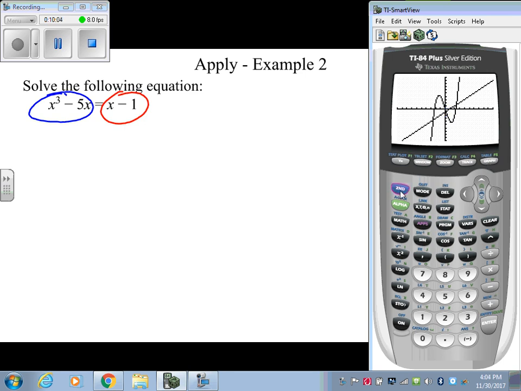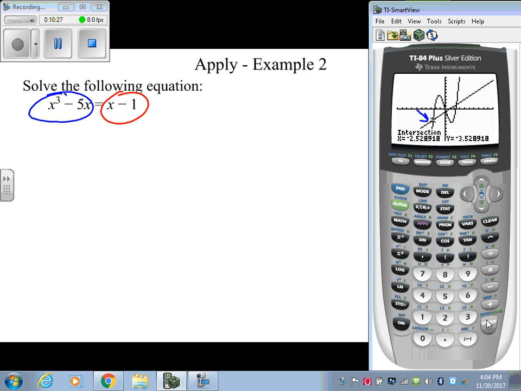So I'm going to press second trace just like we had done. I'm doing intersect. First curve, I just hit enter. It's automatically going to the first one I put in. Second curve, I just hit enter. Now the guess. This time it's more important because there are 3 different spots. So I'm just going to move my cursor until I get the little flashing spot very close to the first intersection. And I'm just going to hit enter.